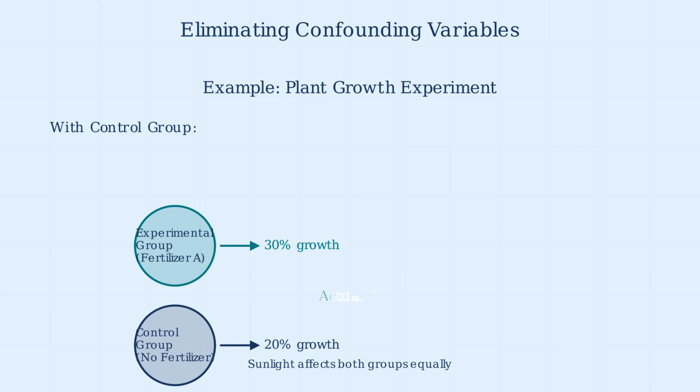Now we can accurately measure the effect. If the experimental group grows 30% and the control group grows 20%, then the actual effect of the fertilizer is only 10%.